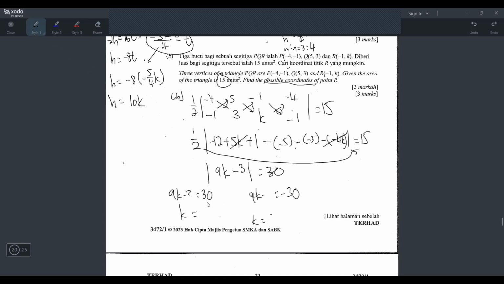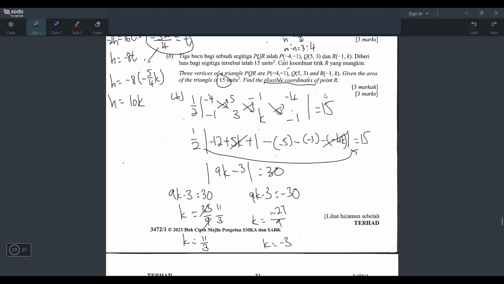So it will be 9k minus 3 equals 30. So k will be 33 divide 9. Right? 33 divide 9, but it can simplify to 11 over 3. Right? So now this one also is 9k minus 3. So how to find k? Negative 30 plus 3 is negative 27, divide 9. So k is negative 3.